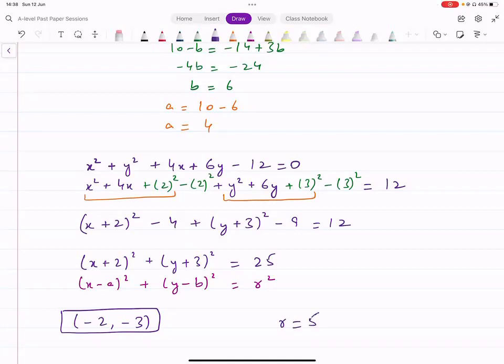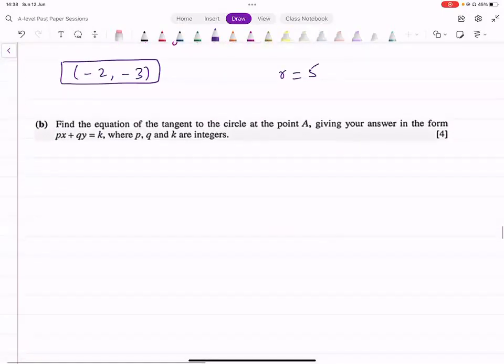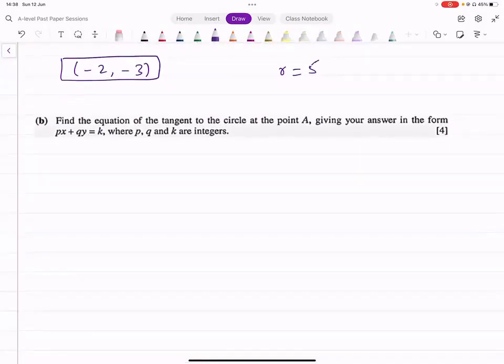Okay, let's move on. Part B. Part B says find the equation of the tangent to the circle at the point A, giving our answer in the form of this, where P, Q, and K are integers. So we have to find the equation of the tangent to the circle.